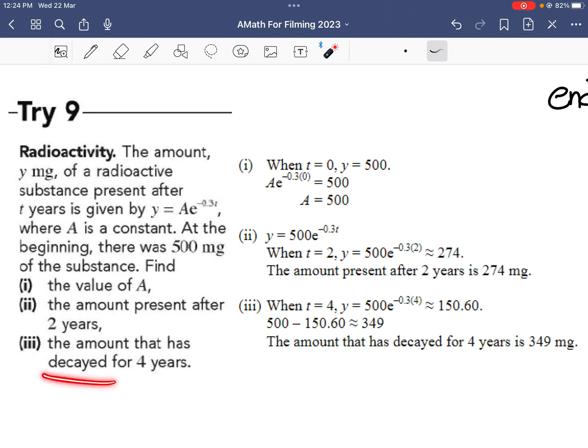Lastly, the amount that has decayed after 4 years. So the T value is 4 years. 150.60 is the amount that is left. But be careful, we want to find the amount that has decayed. This amount is still present, we want to find the amount that has in a way disappeared. We take 500 minus 150.60, and we are left with 349, correct to 3 significant figures. So the amount that has decayed in 4 years is 349 milligrams.